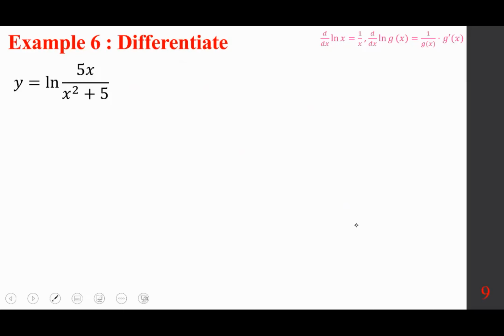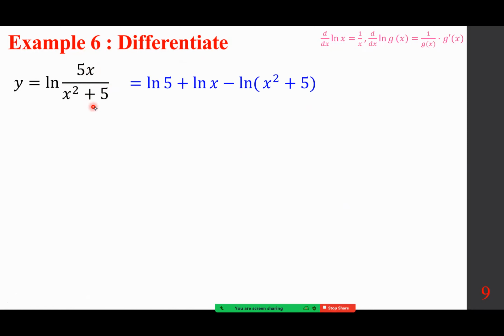We want to differentiate this, and again, we can use it just the way it is, which means we have to flip this over and then multiply by its derivative using the quotient rule. But the best course of action is to cut this into pieces. This is ln of the top minus ln of the bottom. Ln of the top, ln of 5x is ln 5 plus ln x, minus ln of the bottom, which is ln of x squared plus 5.